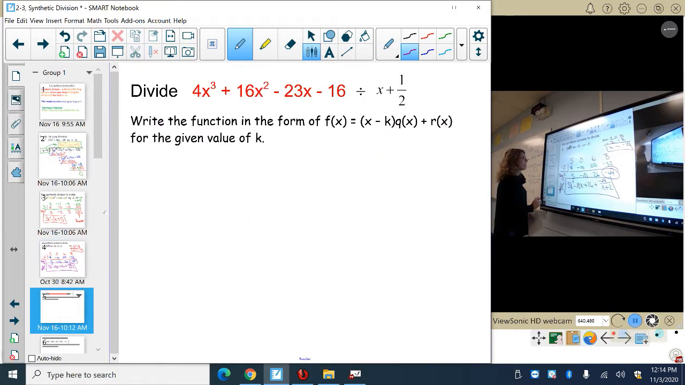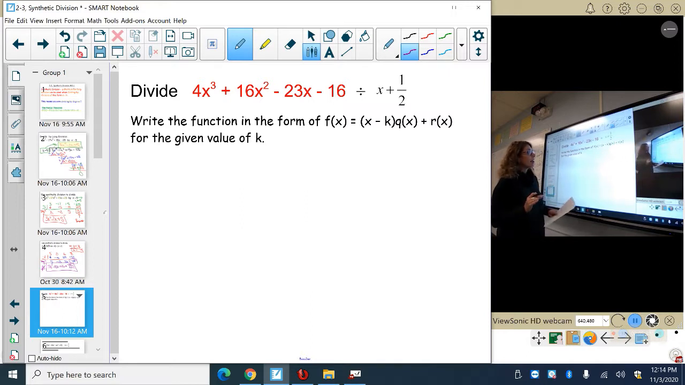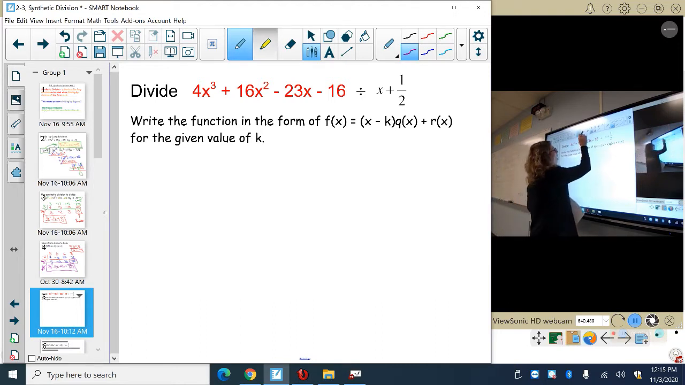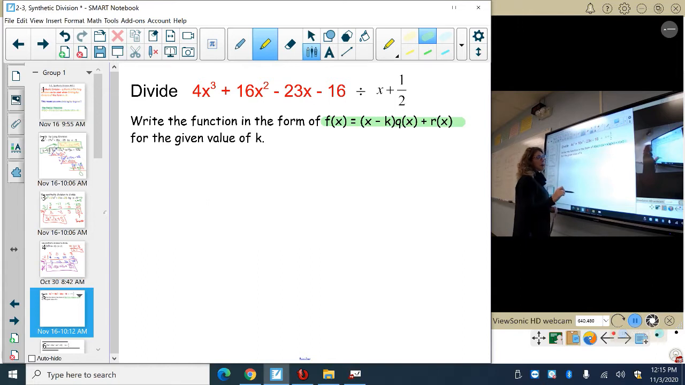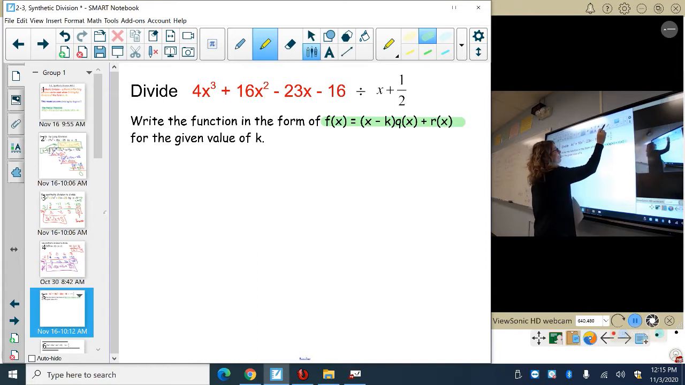Okay? Next, divide 4x cubed plus 16x squared minus 23x minus 16 by x plus 1/2. Write the function in the form of f of x equals x minus k times q of x plus r of x.